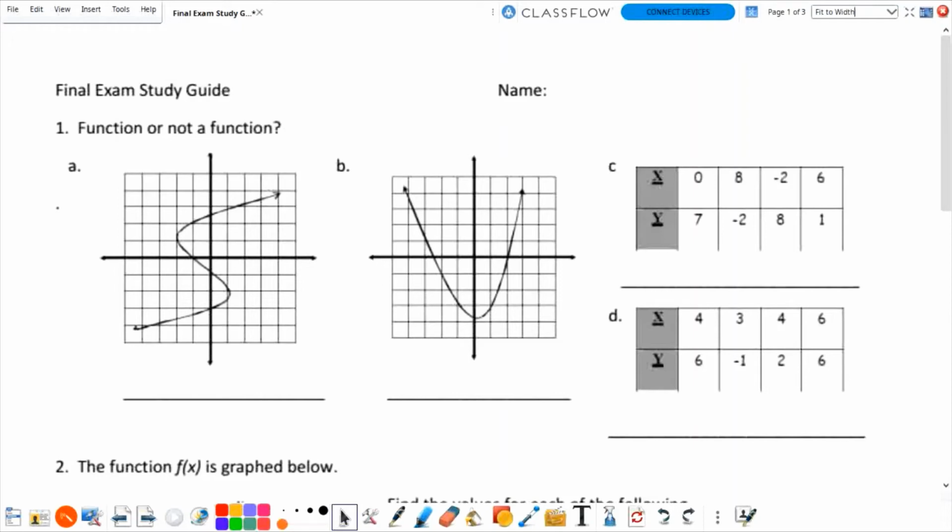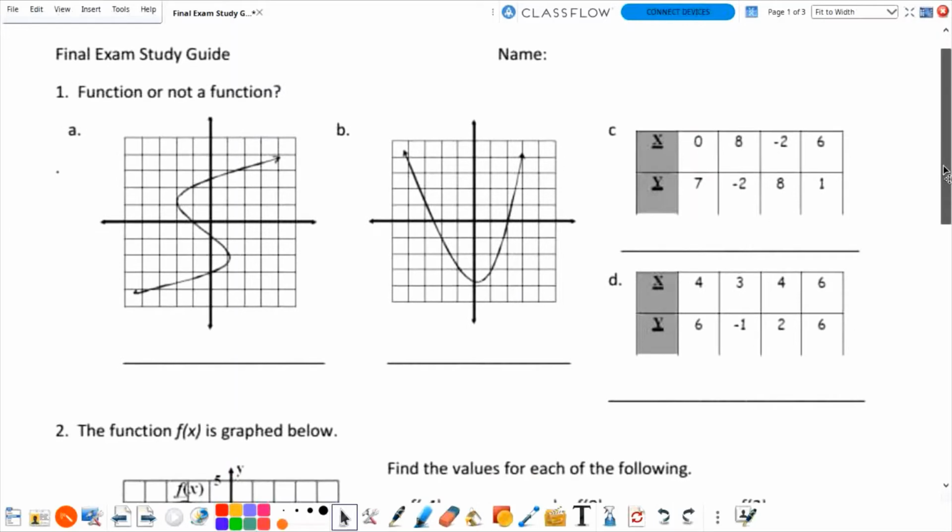Alright guys, welcome back. Today we're going to be going over the final exam study guide. So this is the last ever thing you have to do in this class, which is very exciting. So let's go ahead and get started.